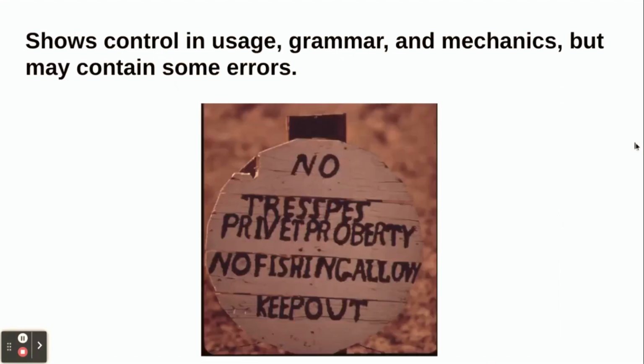But we'll get into more of that about now. Shows control in usage, grammar, and mechanics, but may contain some errors. This will still get you a 4, not this writing here, but if you just have a couple of errors, you can still get a 4. It does not have to be completely perfect to get the 4. The more perfect it is, the higher chance of getting higher points, but it does not have to be perfect, but it needs to be as good as you can get it. So be careful on this one.